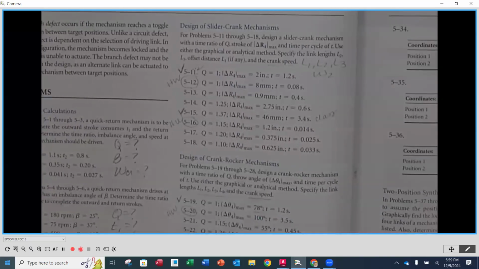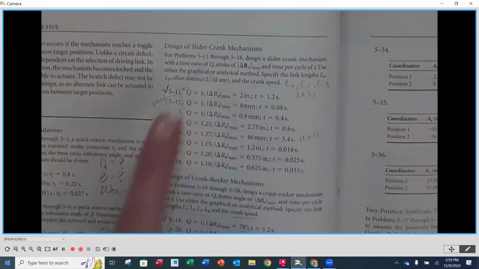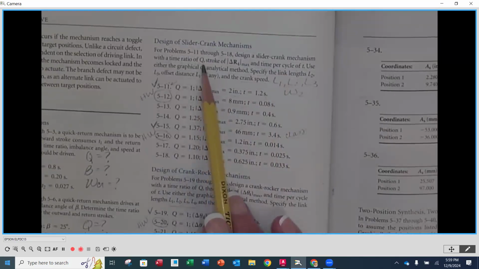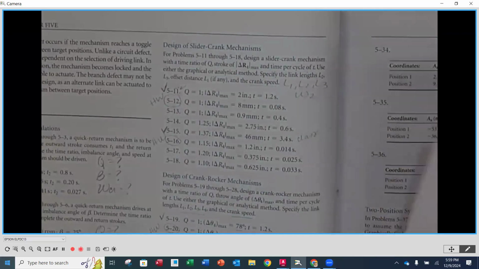As we look here, the instructions are directly above for this section of problems. It says for problems 5-11 through 5-18, design a slider crank mechanism with the time ratio Q, stroke delta R4, and the time per cycle of T. So in here, they kind of broke their little rule.